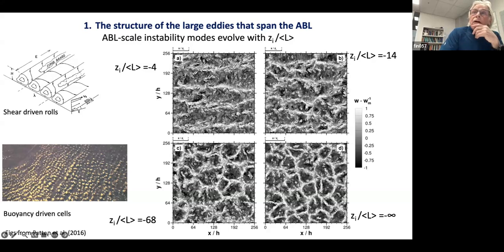As we move to slightly more unstable, the rolls start to become a bit more ragged. And then as we move to significantly unstable, they start to tend towards closed convection cells. And finally, at the free convection case, we get Rayleigh-Bénard convection cells, which again span the entire boundary layer depth, but have coherent rising walls, and in between larger scale descending areas.